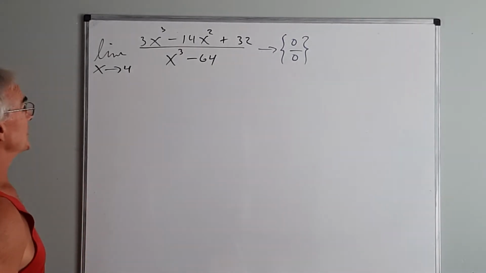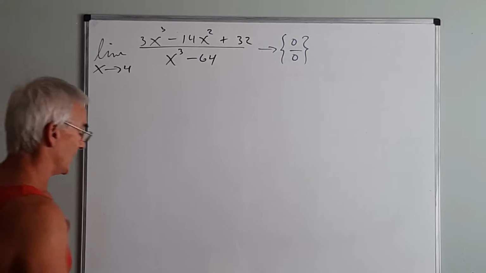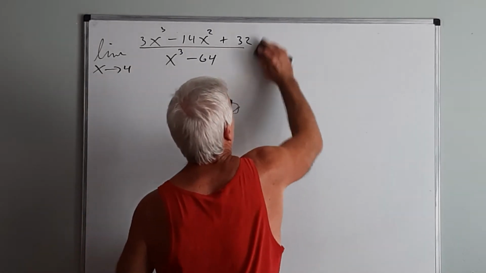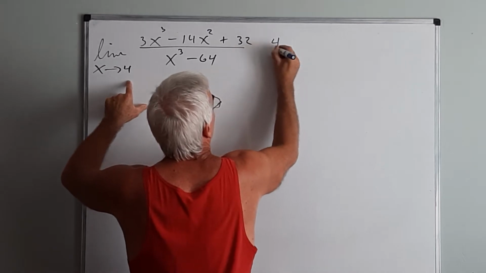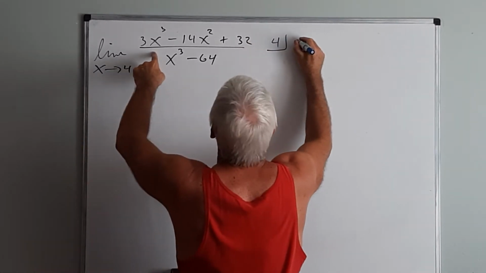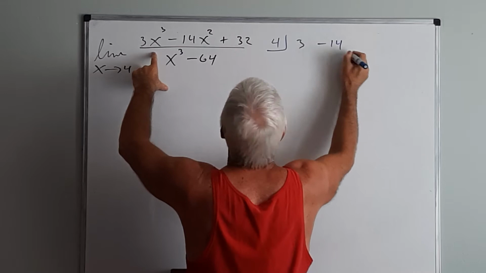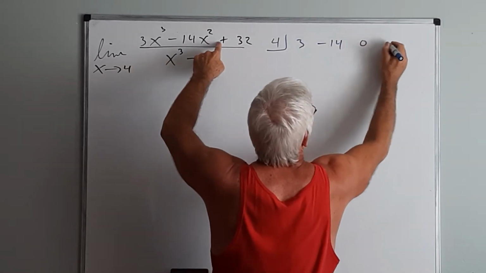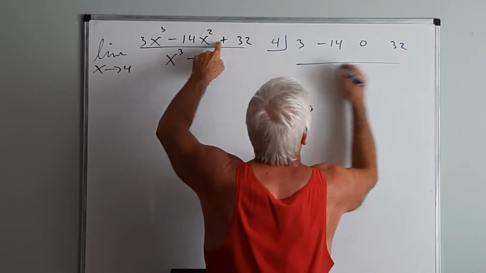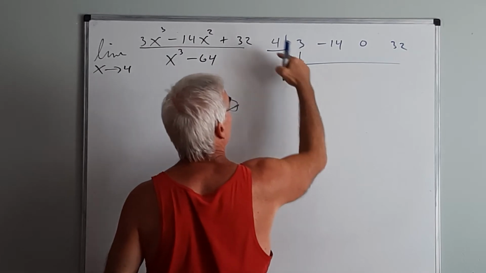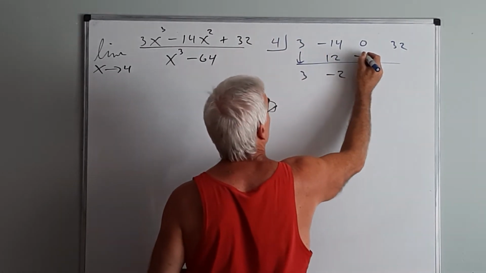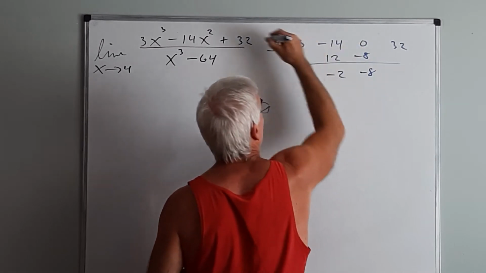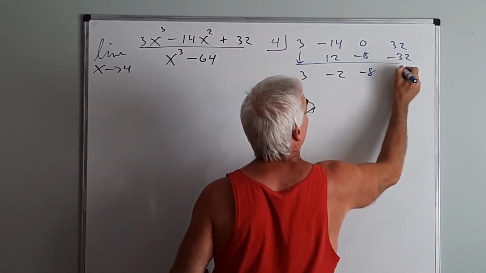So what I would suggest for the numerator is to use longer synthetic division. So let's use synthetic division on that one. With a root of 4, that means I'd have 4. I write the coefficients in descending order. Since there's no x term, that's a 0. Remember to bring down the first term and then multiply and add. Multiply and add. Multiply and add.